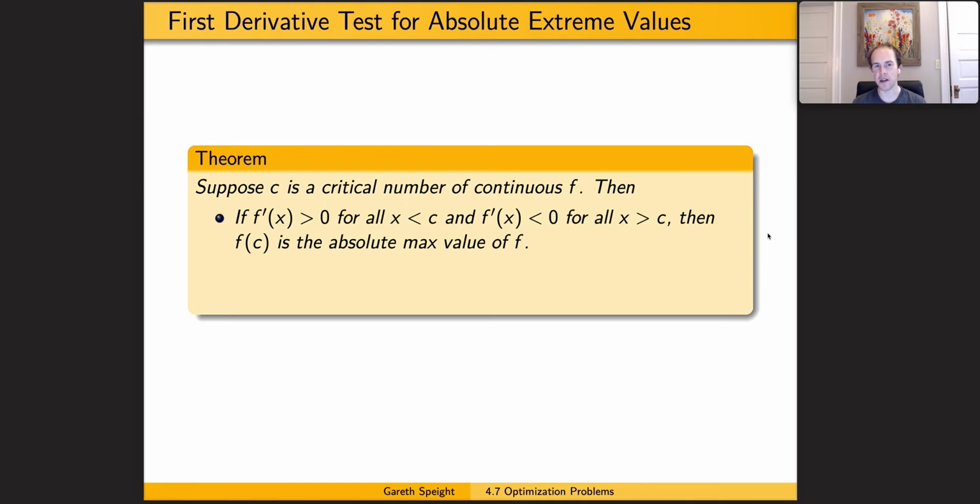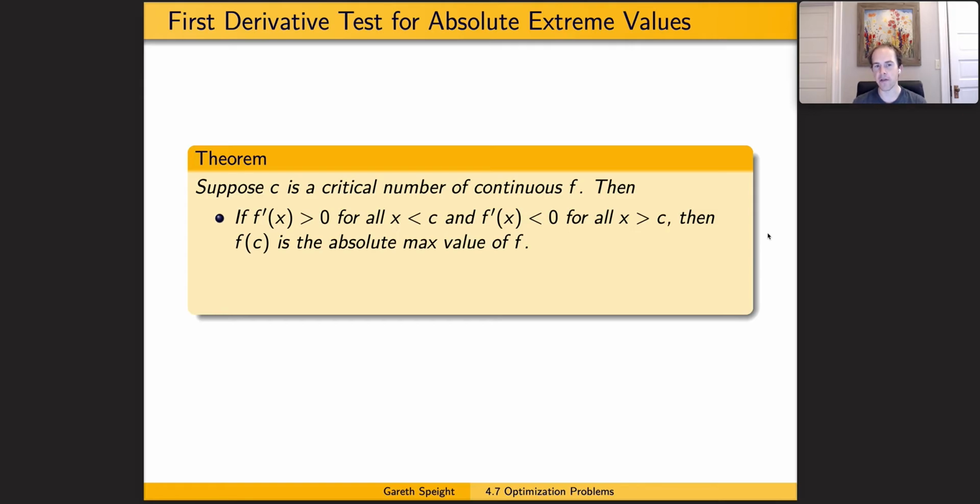So notice how this is different to the first derivative test for local max. If it was local max, we would say that the sign changes from plus to minus, or the sign changes from positive to negative. But then we're only caring what happens very, very close to c. And then we would only conclude that we have a local max.